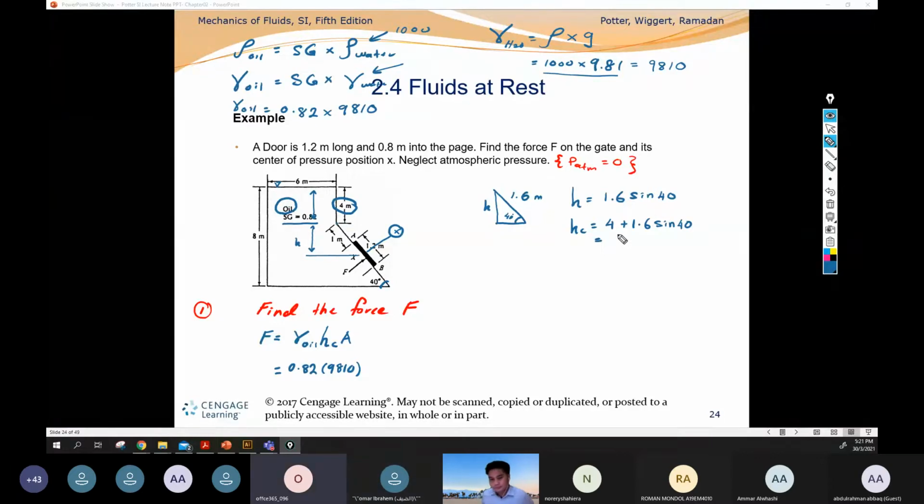Do you understand so far? Yes, Doctor. Okay, so what's the value? Can you help me to calculate? 5.02. Pardon? 5.03. Okay, it's 5.03 meter.